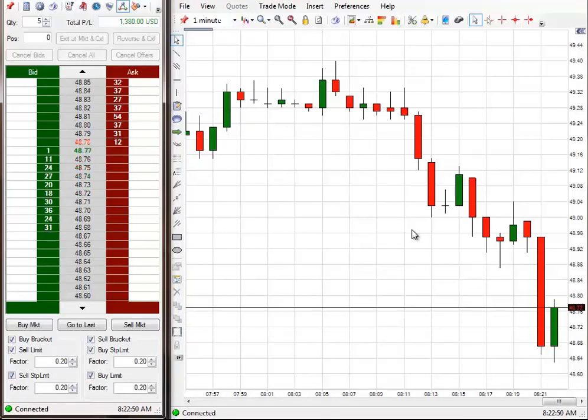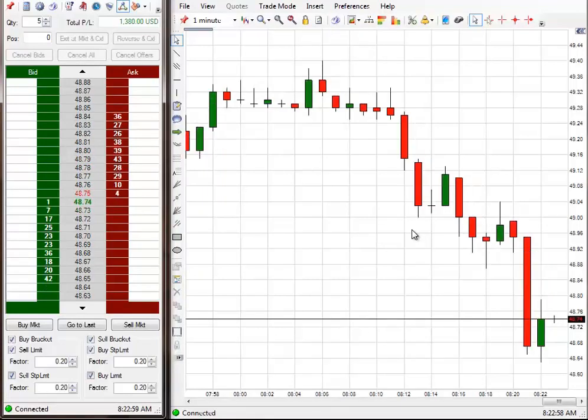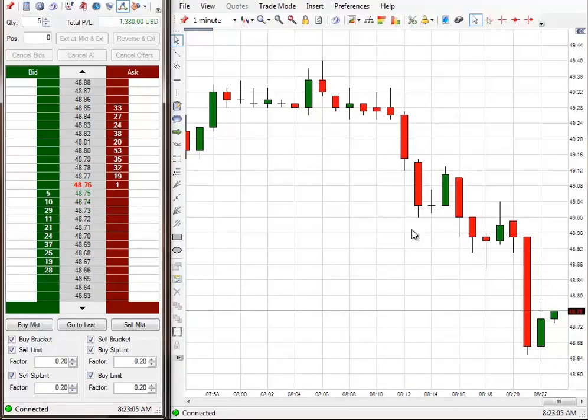How many ticks will you lose when you lose? If you make 5 or 10 when you win, how many will you lose when you lose? Just 5 or 10? Or will you lose more than that? If you lose more than that, then you're going to break even at best and even lose. Therefore, you have to win far more than you lose.